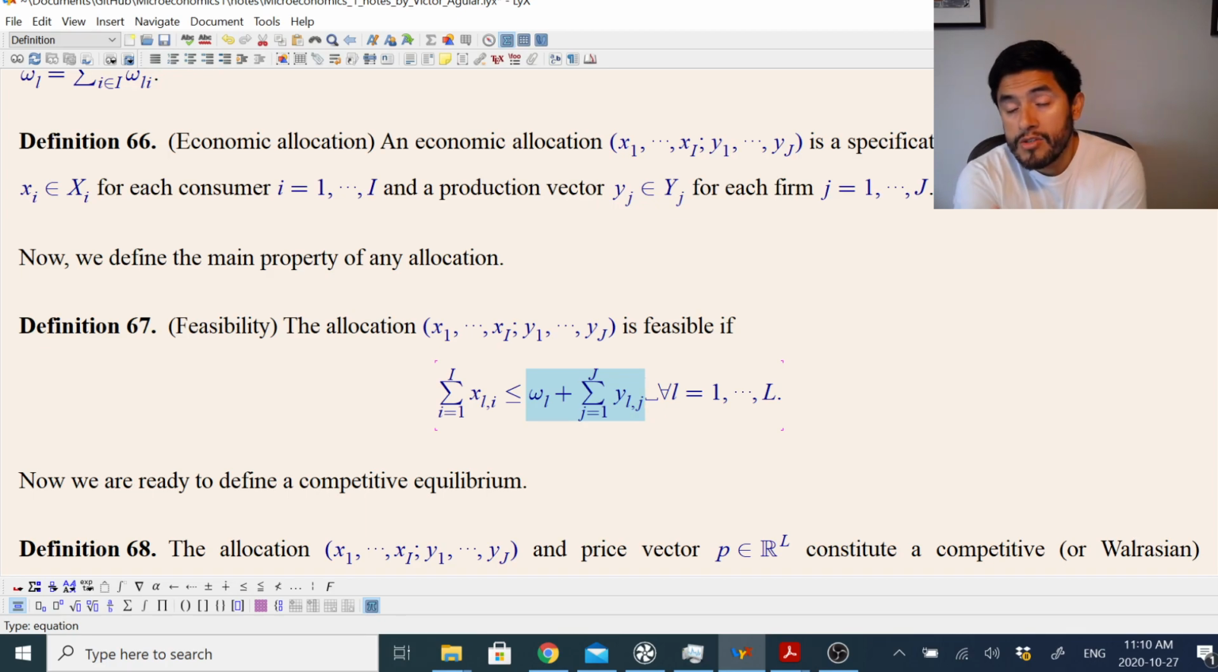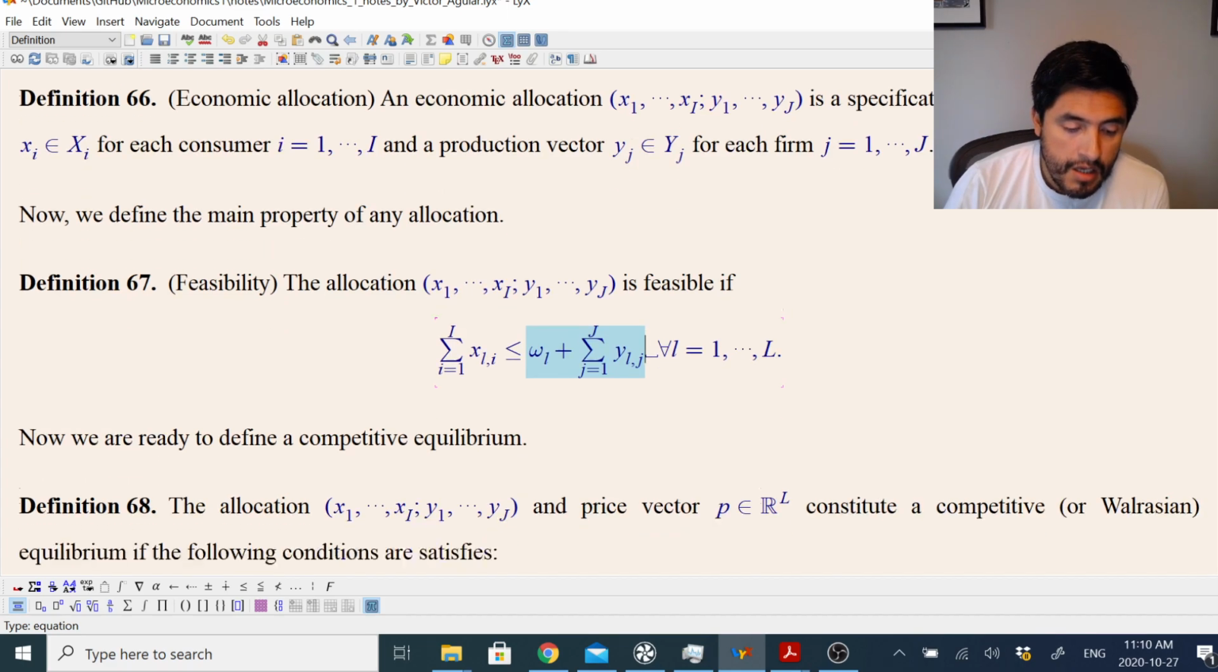Now, in the case of the orange juice, initially in my experiment I didn't have any orange juice. I just have a machine. Therefore, this omega of the orange juice is going to be 0, because there is no endowment of orange juice. However, you can produce it. So Y of the orange juice can be positive, and therefore the consumption of orange juice has to be less than or equal to the orange juice that you can produce in this experiment.